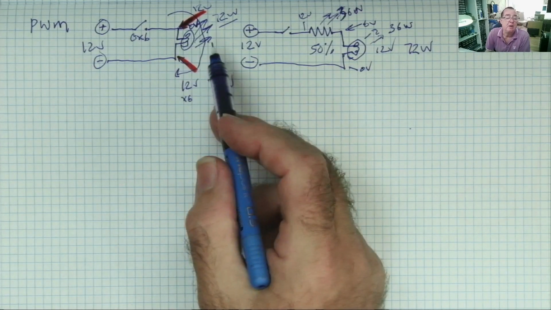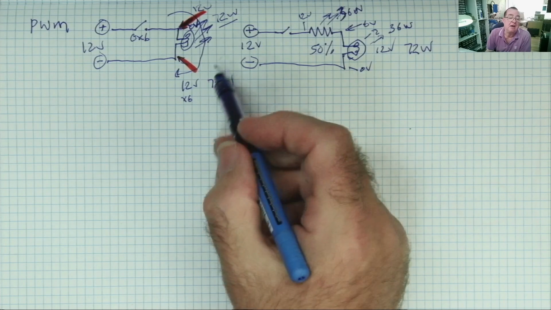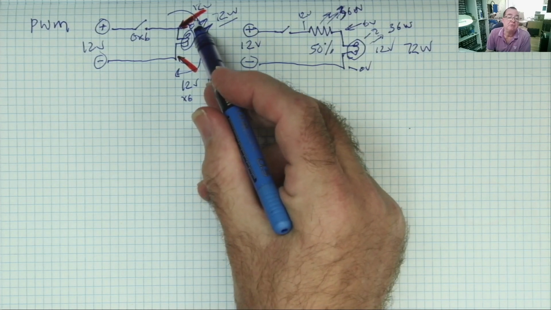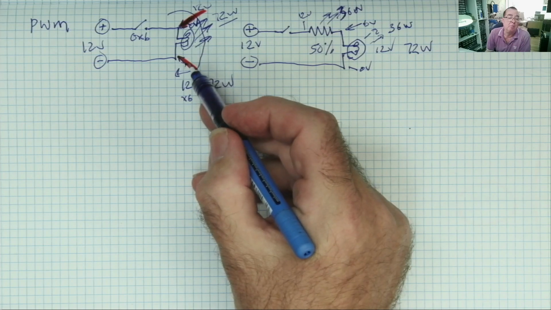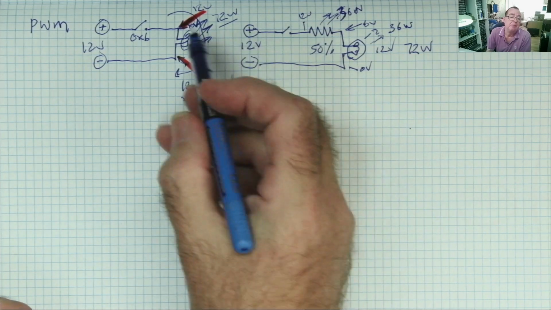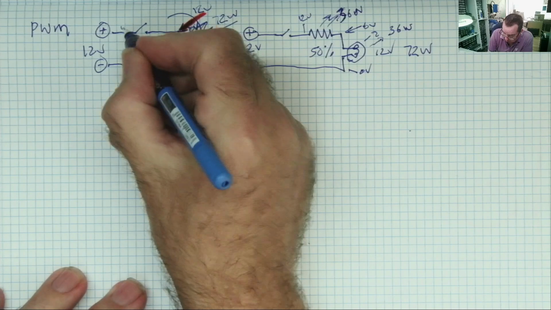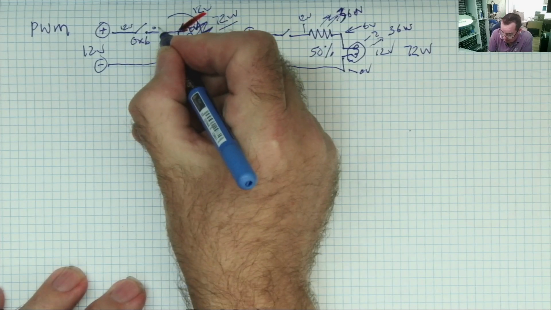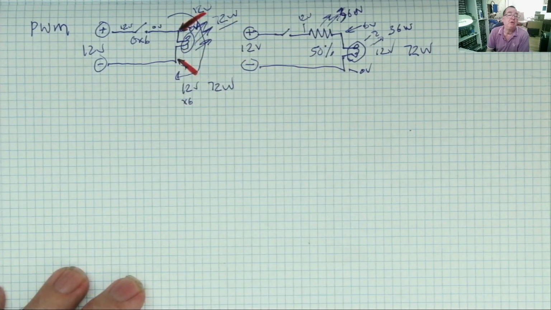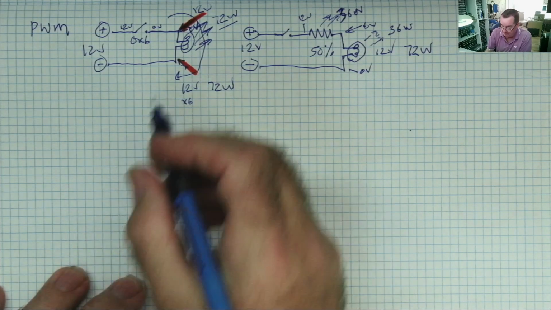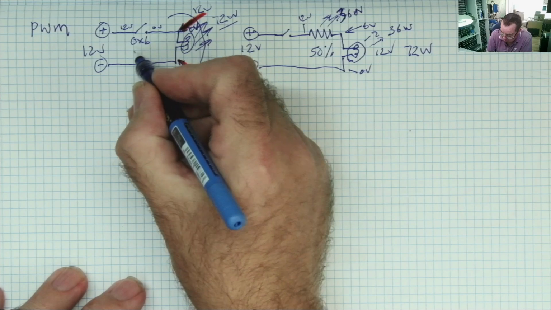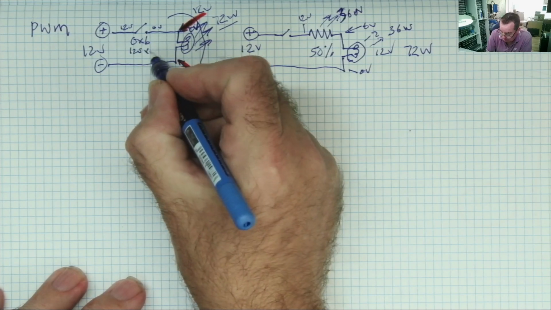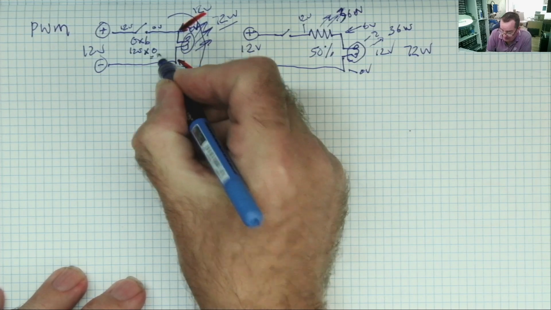When we open the switch, what happens now is that the voltage here is 0 and here is 0. So the voltage across our bulb is now 0. The bulb is off. The voltage here is 12 volts and the voltage here is 0 volts. But there's no circuit, so the current is 0. So now the wattage dissipated by our switch is 12 volts times 0 amps, which is 0.